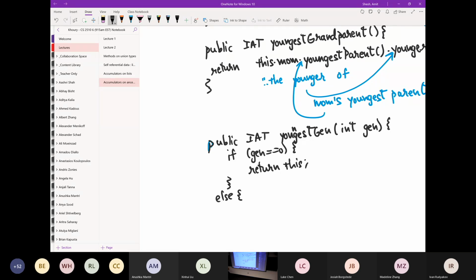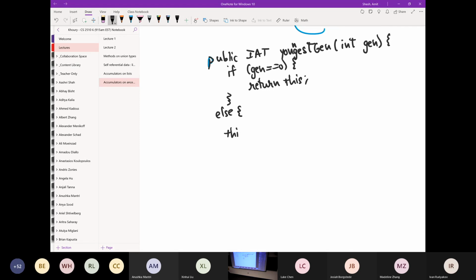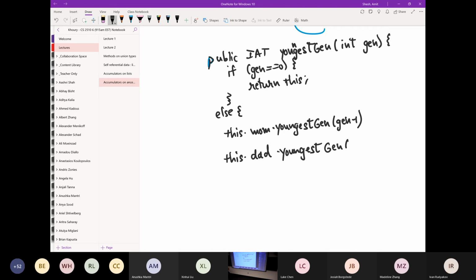Otherwise, it is going to be the youngest of generation X minus gen minus 1 on my mom's side and the youngest from gen minus 1 on my dad's side. And those two are going to duke it out. So whoever is the younger of the two, that's the one I return.